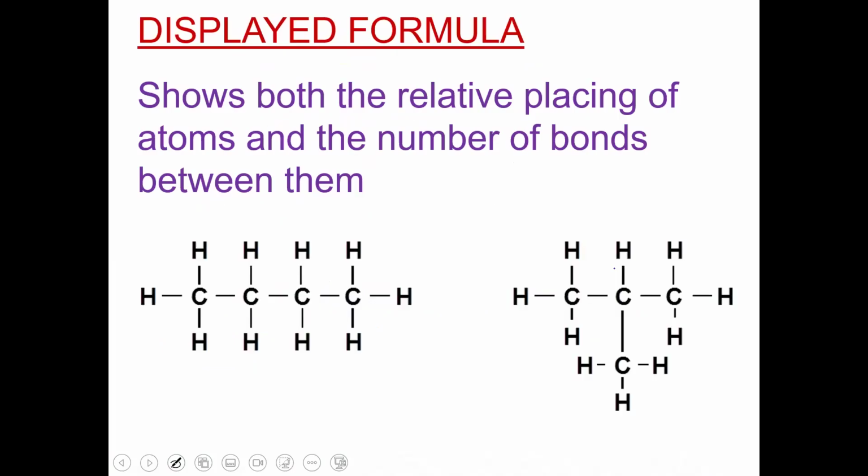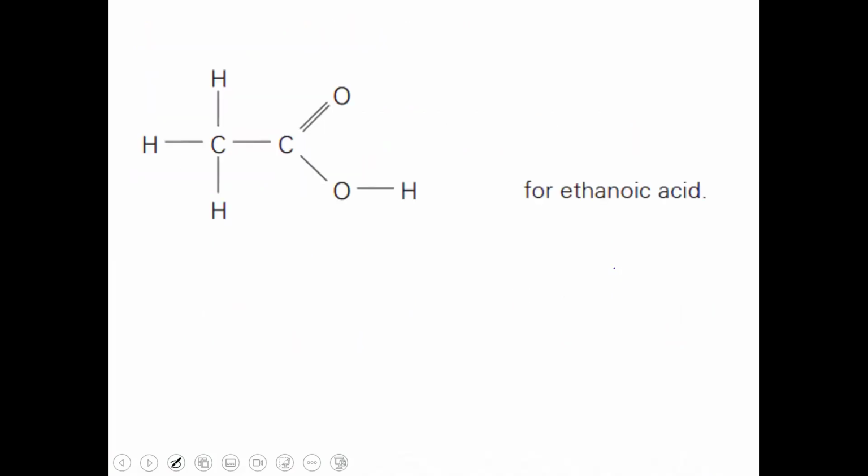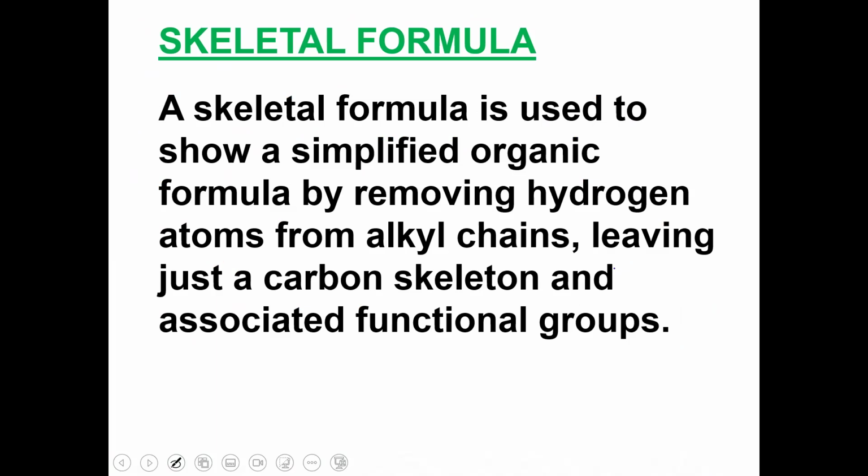Then comes the displayed formula. What is the displayed formula? Displayed formula actually shows each and every bond in the molecule. Like butane, you can see all carbon to carbon bonds and carbon to hydrogen bonds. Look at this. This is carboxylic acid, this is ethanoic acid. And you can see double bond, single bond, all bonds I have shown. So displayed formula is showing all the bonds.